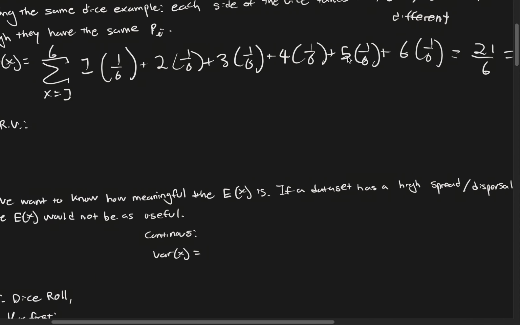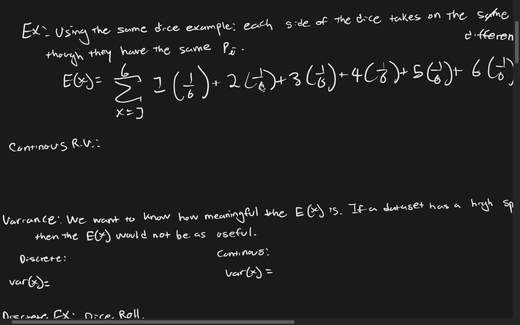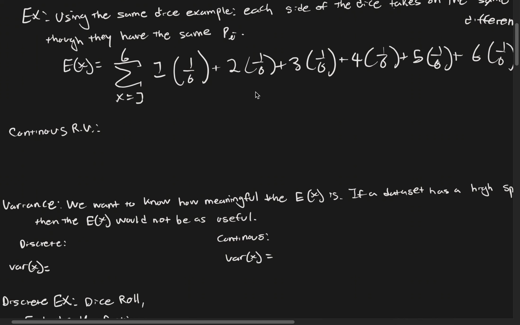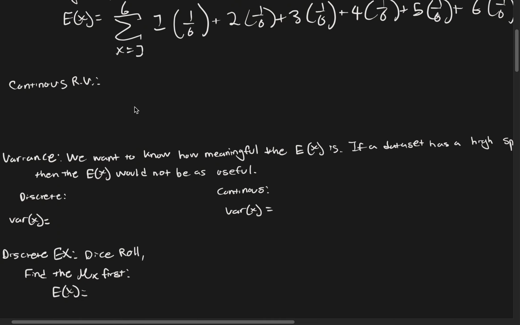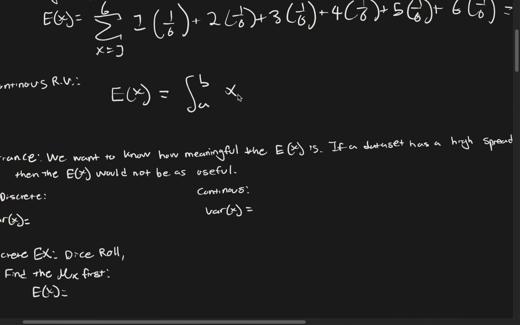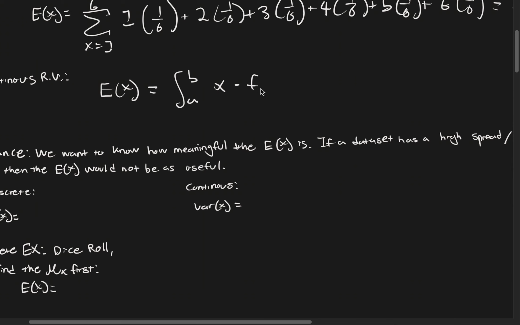So 3.5 is the average value or the expected value that the random variable will take if we roll a random 6-sided die. Okay, so for continuous random variables, again, we're using integrals because we can't find the exact probability of a single value within a continuous variable. So we're going to say the expected value is the integral from a to b, but everything else is the same.